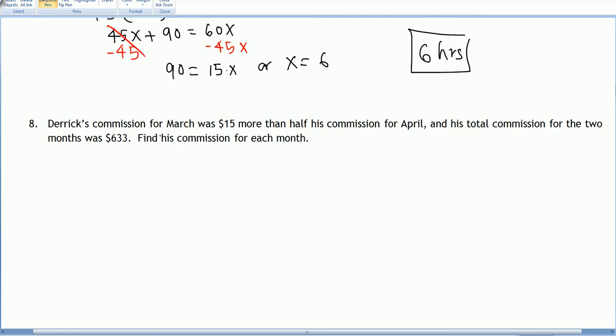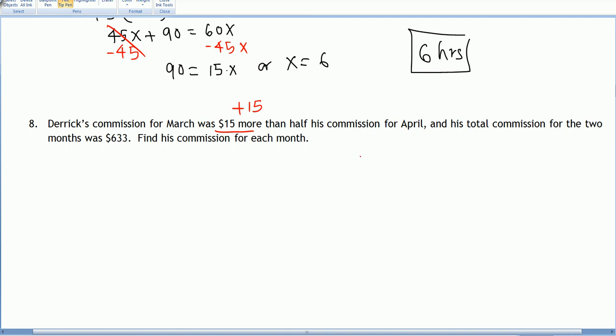It says Derek's commission for March was 15 more than half his commission for April. 15 more means plus 15. March, April, there are 2 months, and his total commission for the 2 months was 663. Find his commission for each month.